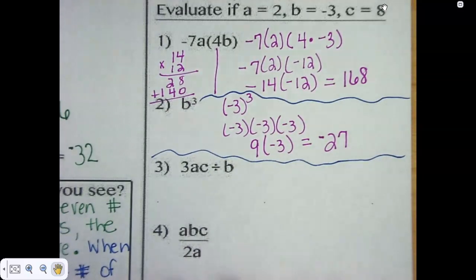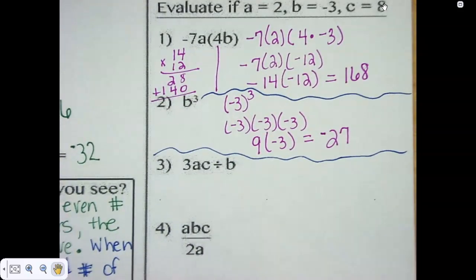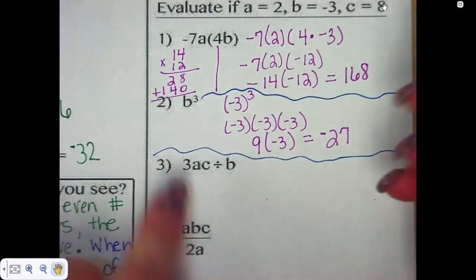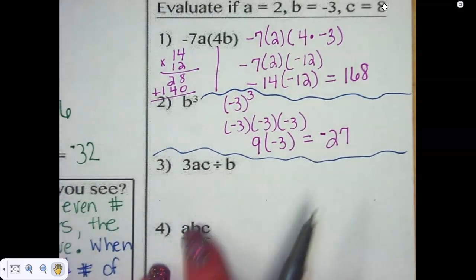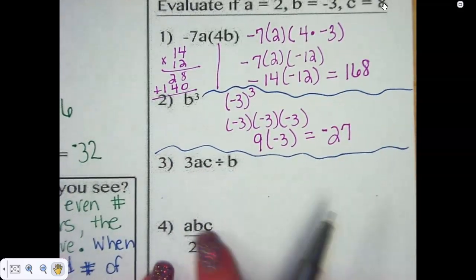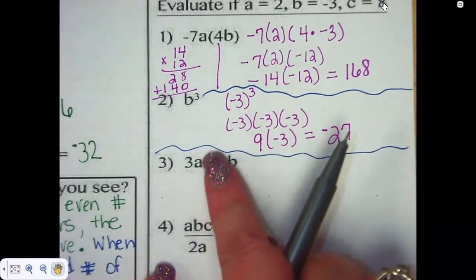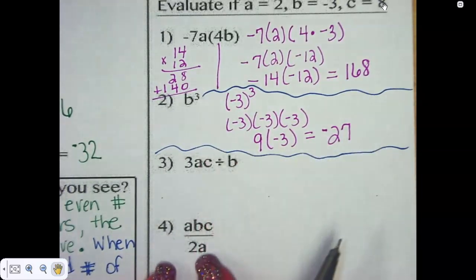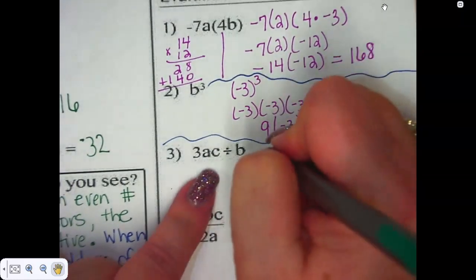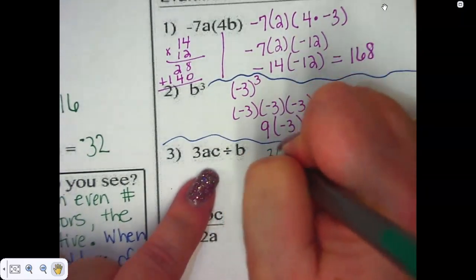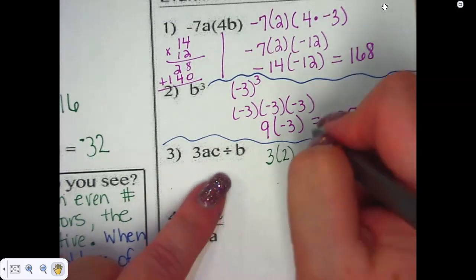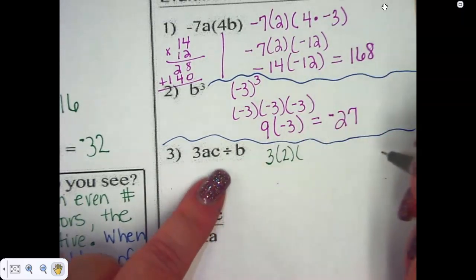All right, everybody good so far? Okay, now we have 3 times A times C divided by B. So I'm going to rewrite it so that it looks like this because this is the proper form. So when I do substitution, when it says divided by B, I'm going to put the B in the bottom. So 3 times A is 2, and C is what number?